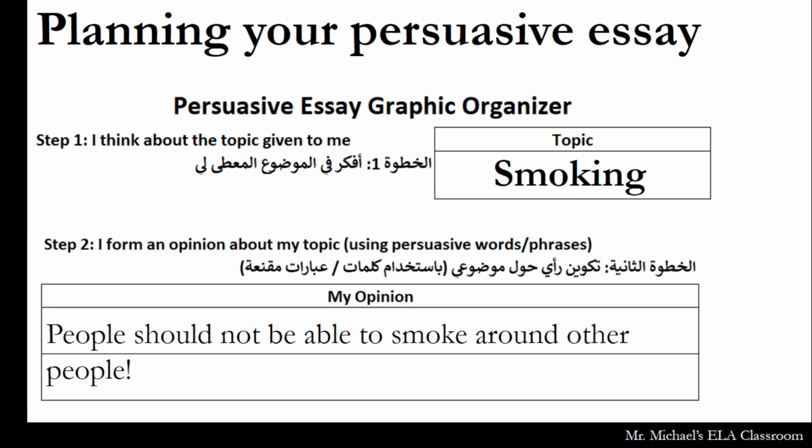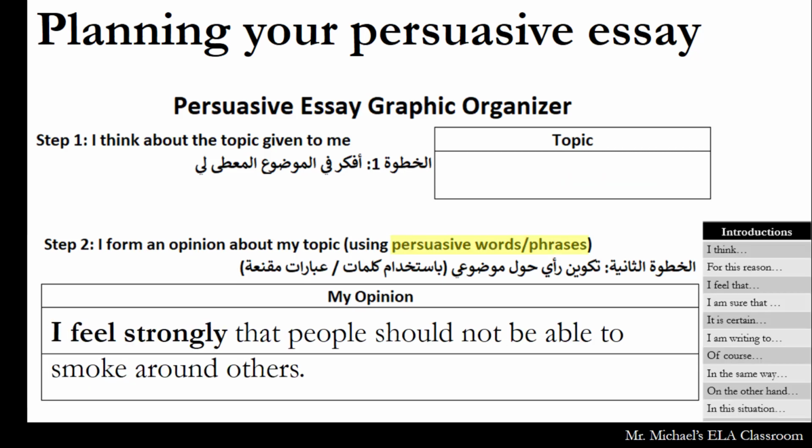I form an opinion about my topic using persuasive words or phrases. So my opinion, people should not be able to smoke around other people. I did not use persuasive words like we talked about in an earlier lesson. So now I added, I feel strongly that people should not be able to smoke around others. This is a much better thesis statement.